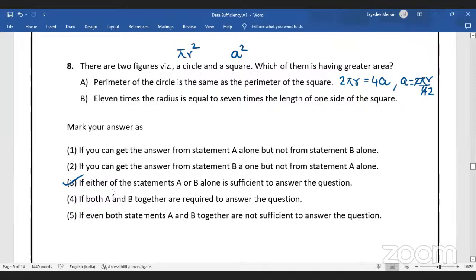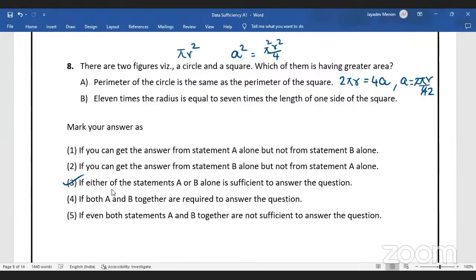So if we are finding the area of the square, it is a square. A square will be pi square r square by 4. Now area of circle is pi r square. Area of square is pi square r square by 4. So we can find which one is greater. Because both are in terms of pi and r square, it is possible to find out which one is greater. So by using statement A alone, the question can be answered.